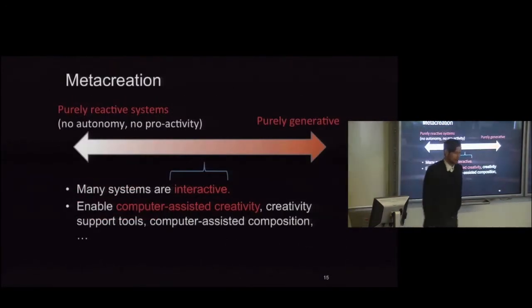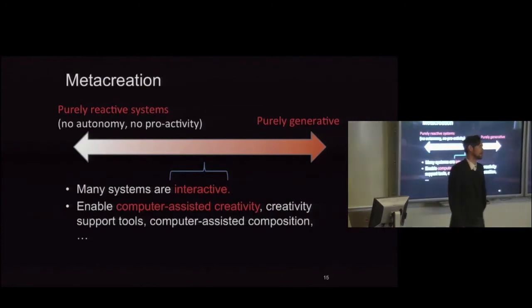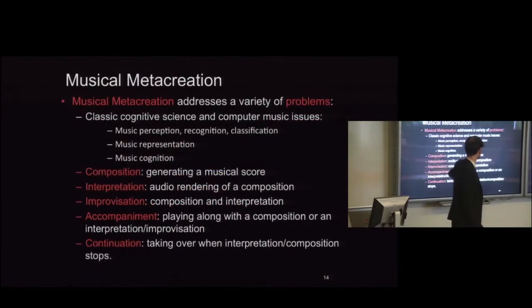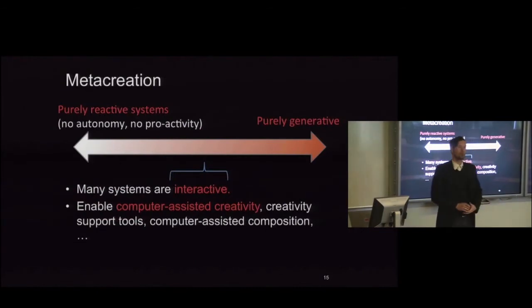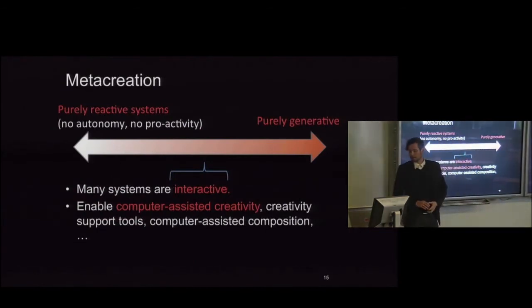So there's various types of meta-creation systems. I'm going to present systems that solve some of these problems, but I'm going to say a couple more generalities about meta-creation. So there's a continuum between purely reactive systems, the software we usually use. When you open Word or Photoshop, if you don't click somewhere, nothing will happen. They're not autonomous at all. They're not proactive. They won't do anything if you don't drive the process.